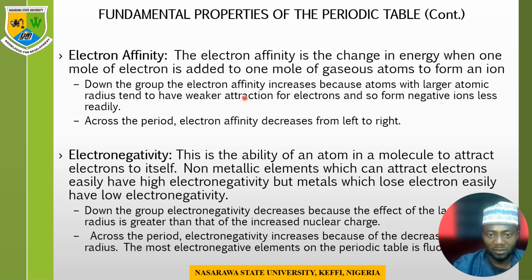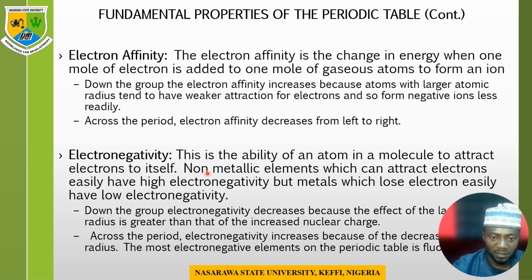Now down the group, electron affinity decreases because atoms with larger atomic radius tend to have weaker attraction for electrons, and so form negative ions less easily. But across the period, electron affinity increases from left to right.